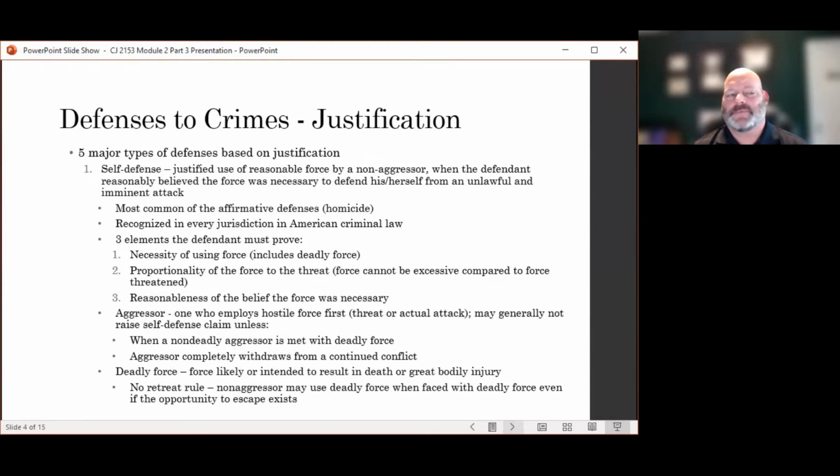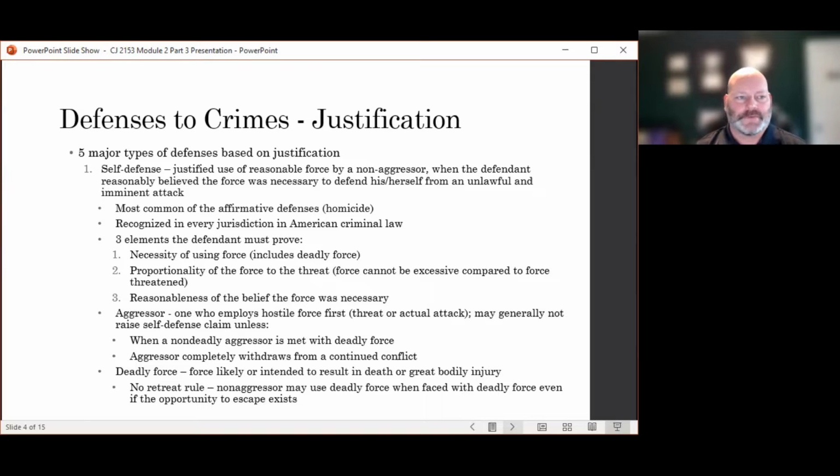There are five types of defenses based upon justification. The first is self-defense. This is the justified use of reasonable force by a non-aggressor when the defendant reasonably believed the force was necessary to defend himself or herself from an unlawful and imminent attack. Self-defense is the most common of the affirmative defenses, especially in homicide cases. It's recognized in every jurisdiction in American criminal law.